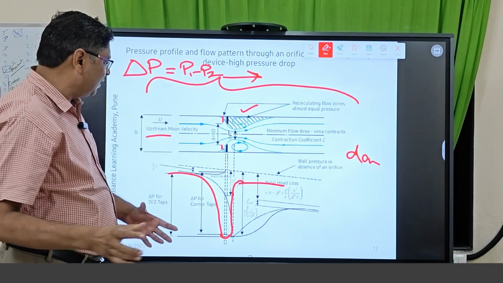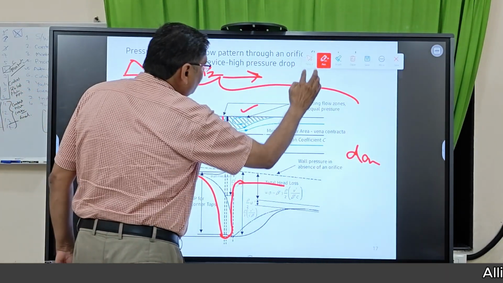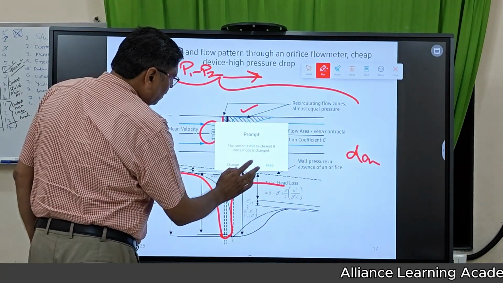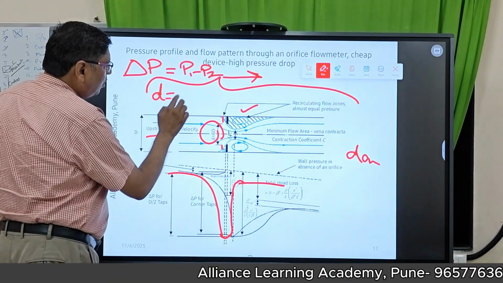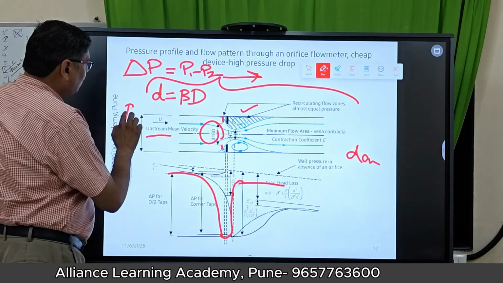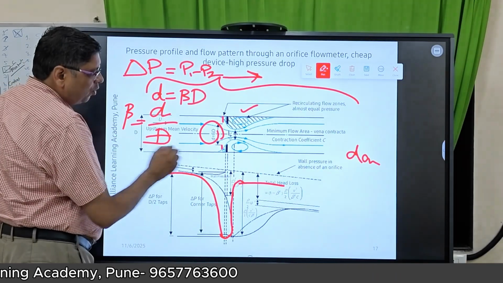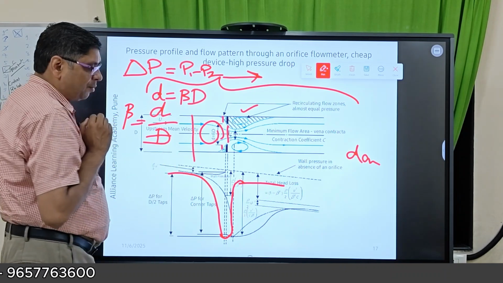Some important thing is the beta ratio. This is called beta. Beta ratio means what? d equals beta D. So beta is equal to small d by capital D. What is small d? This is the small d. What is the capital D? This is the capital D.